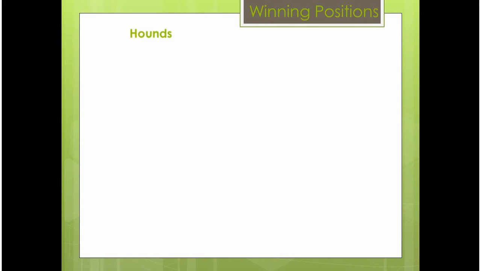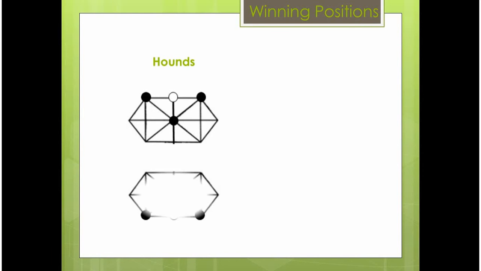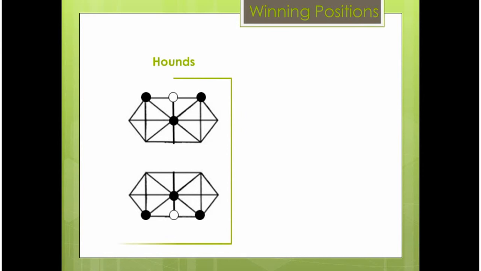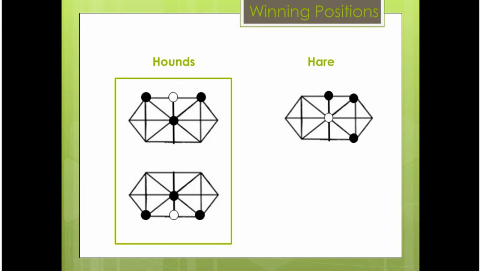So the goal of the left player, or the hounds, is to trap the hare or prevent it from making any more moves, which could look like this or like this. The hare, on the other hand, tries to escape the hounds by moving past them to the left, like this or like this.